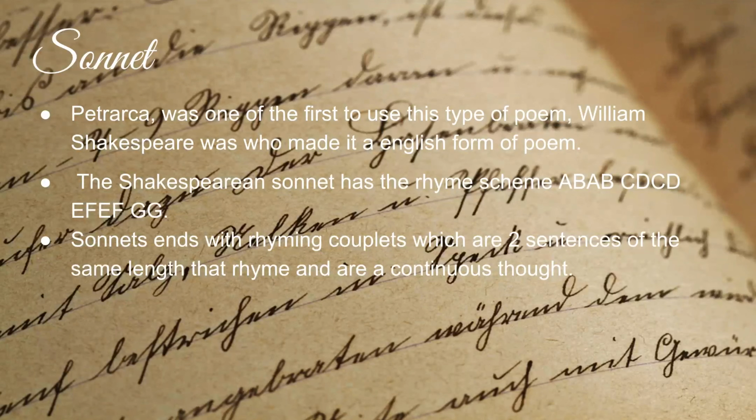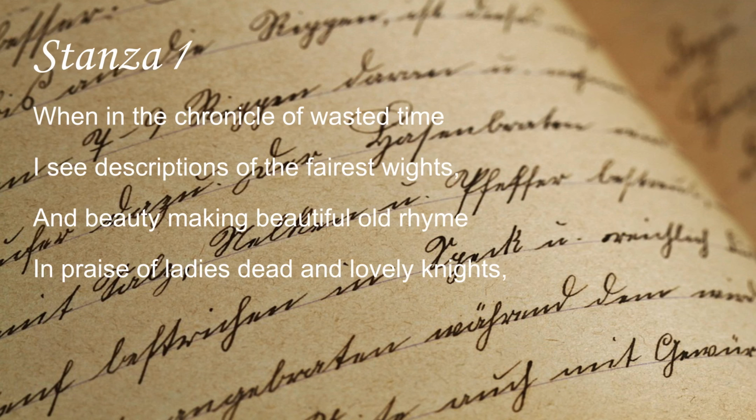Now that means the first and third lines rhyme, the second and fourth lines rhyme, and that is the same for every stanza. Now sonnets end in a rhyming couplet, which is 2 sentences of the same length that rhyme and are a continuous thought. And that is with the GG. Now that is at the end of a Shakespearean sonnet or an original sonnet.